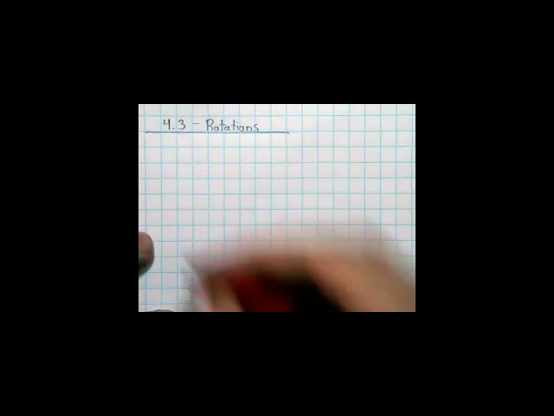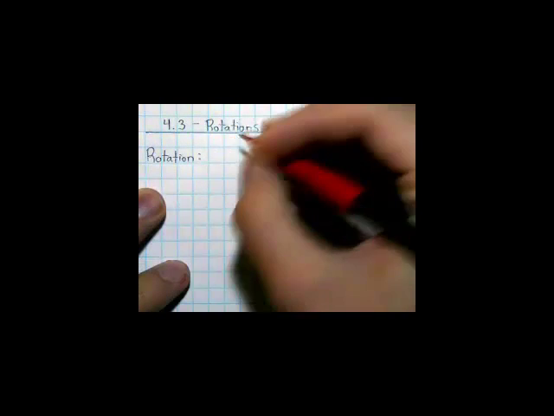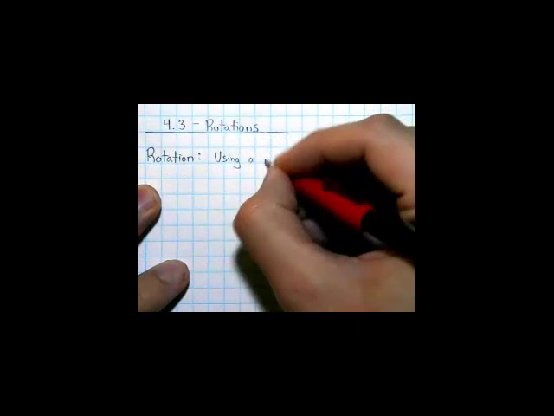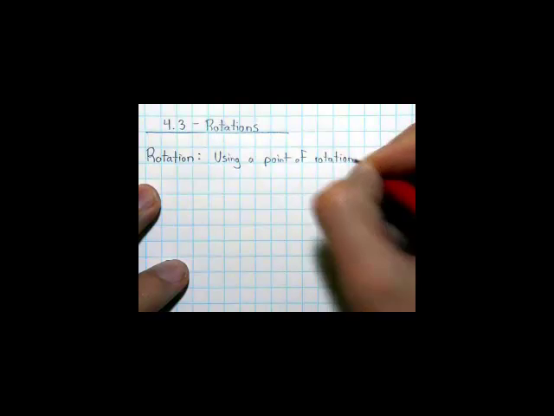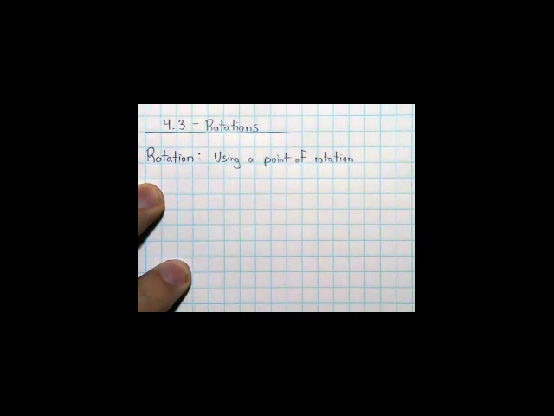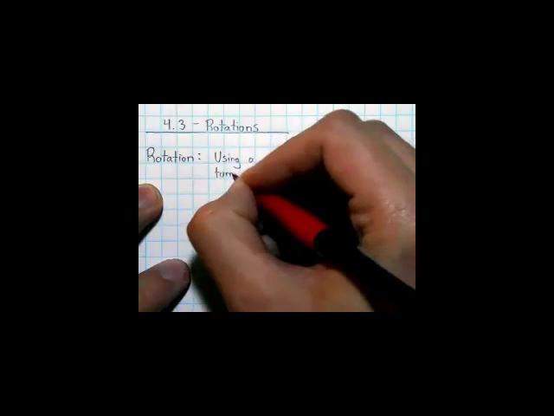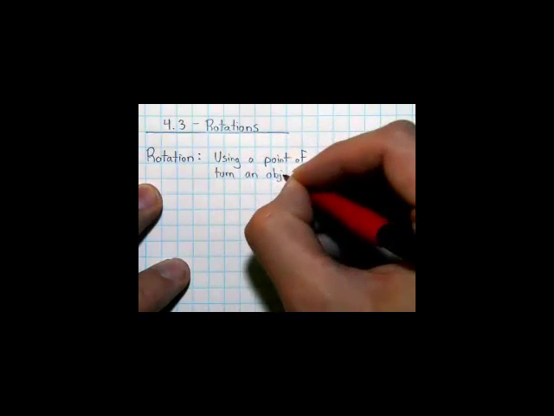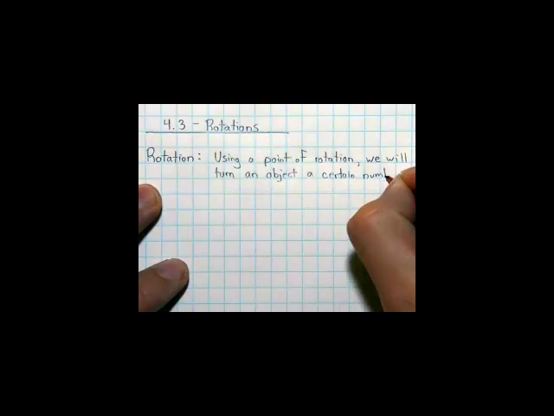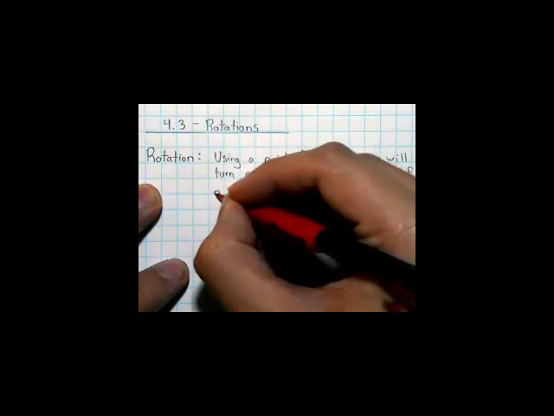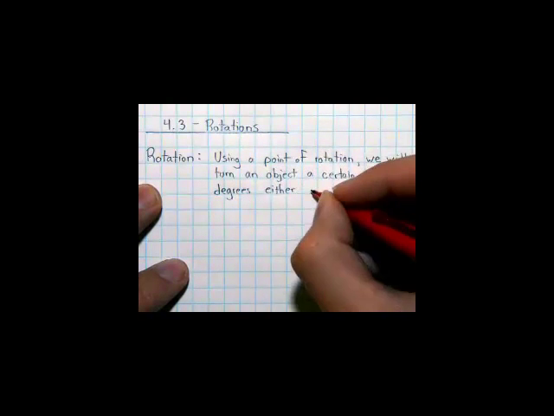So, here's how we do it. Rotation: using a point of rotation, we will turn an object a certain number of degrees, and we can do clockwise rotations and counterclockwise.